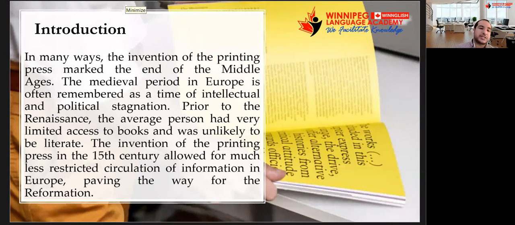Now, moving to this activity quickly, where is the hook? Where is the hook, and what is the background information, and where is the thesis statement? Hook in many years. Perfect. And it ends in ages. Perfect. That's correct, Manal. In many ways, the invention of the printing press marked the end of the Middle Ages. What type of hook is this?